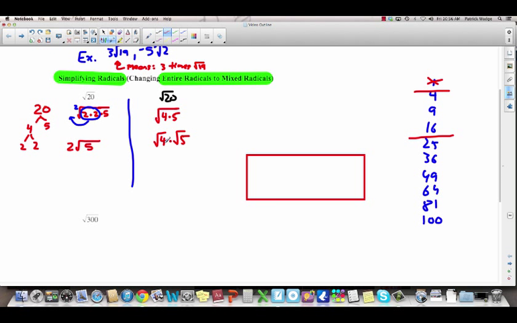Well, root 4 is something you know. What is the square root of 4? That's a perfect square, right? That's why it's in this list. The square root of 4 is 2. What's the square root of 5? Don't know. It's not a perfect square, so just rewrite it. 2 root 5. There you go. 2 root 5.